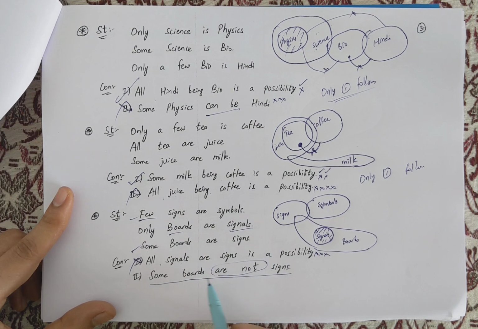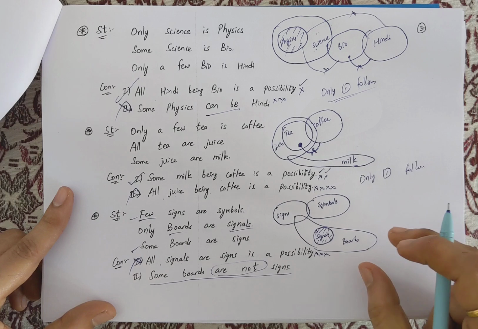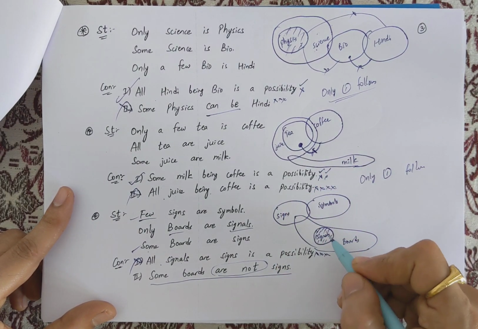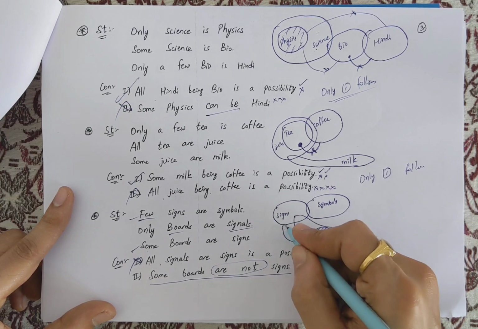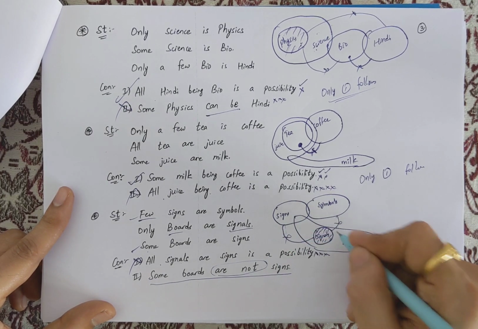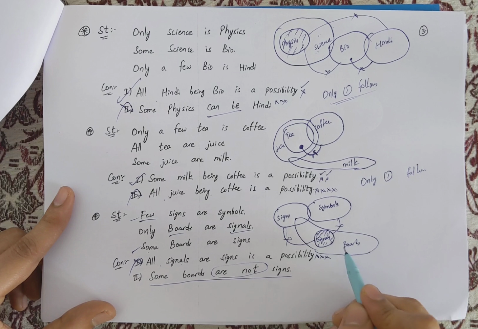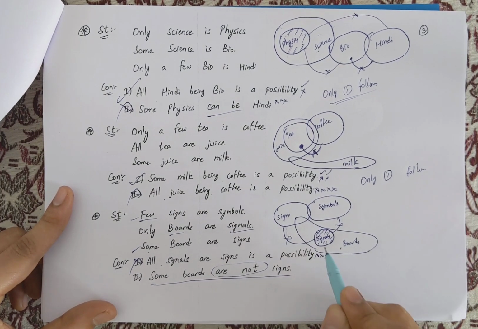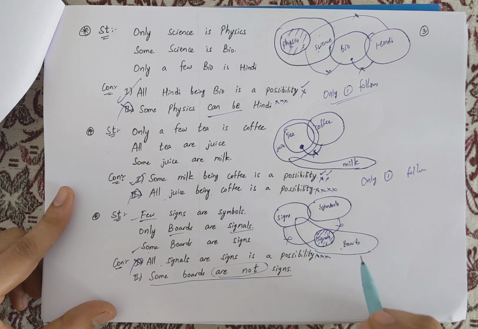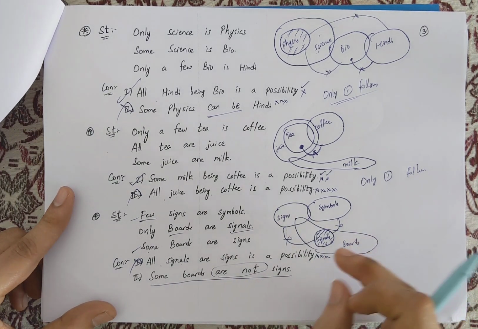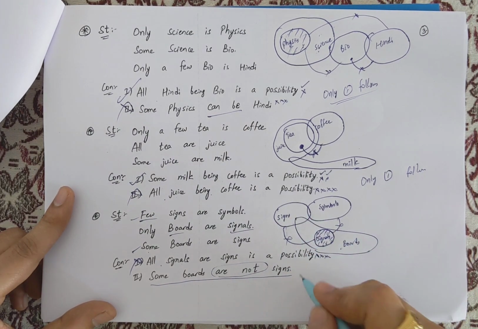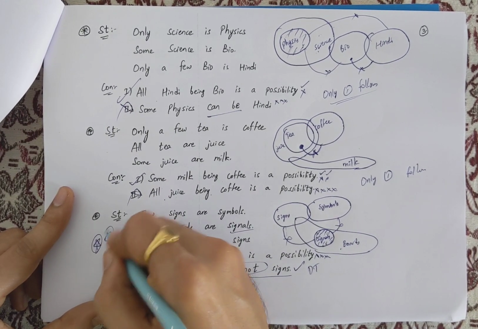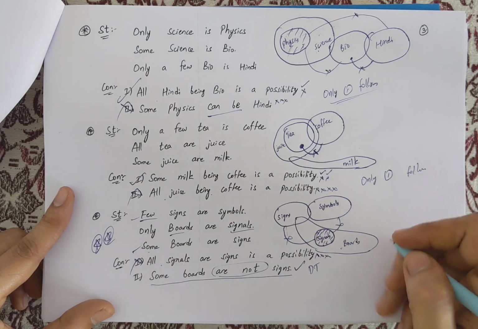Second one, some boards are not signs. It's a definite thing. See, in the boards portion, whatever is signals can definitely not be related with signs or symbols, as it is only boards are signals. Signals can have relation only with boards, not with signs or symbols. So, can we say that some boards are not signs? Yes, you can definitely say this. It is definitely true. So this is very important. Please look into this if you didn't understand.